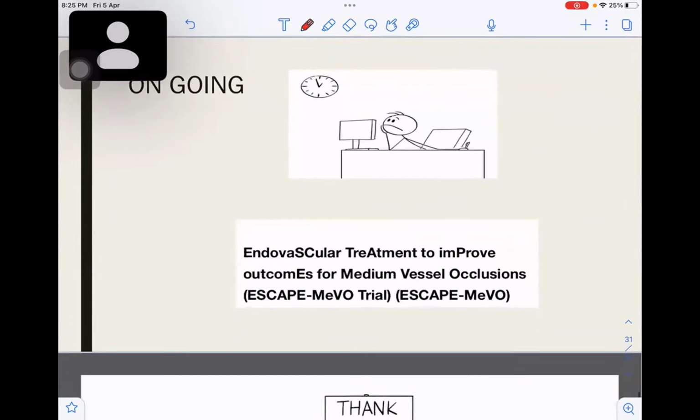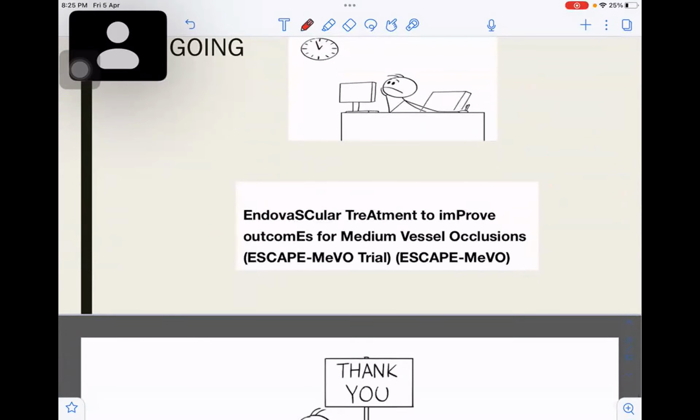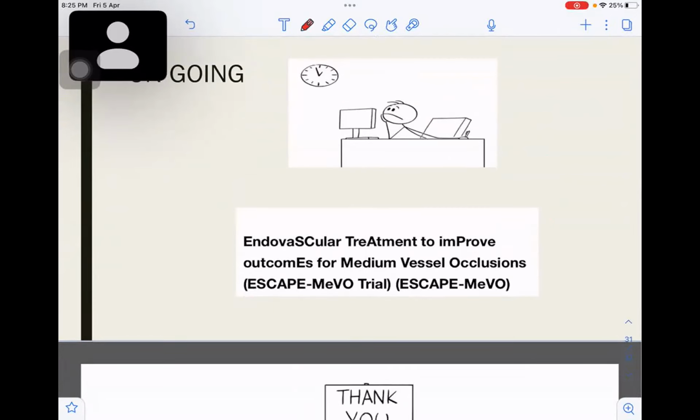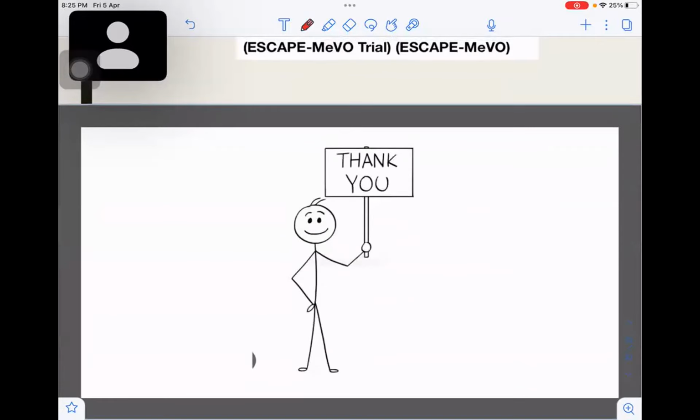And there is another thing, a new trial that is ongoing, which is the ESCAPE-MeVO trial. Usually all the trials that have been done till now were only for large vessel occlusion. However, there are medium vessel occlusions, so the efficacy of endovascular treatment in medium vessel occlusion is not yet known. This one ongoing trial, the ESCAPE-MeVO trial, will have its results out in 2025. Maybe after this, our approach to, or our knowledge about, mechanical thrombectomy might change. So let's wait for it. So that is it about the DAWN and DEFUSE trials. If you guys have any questions, you can ask.